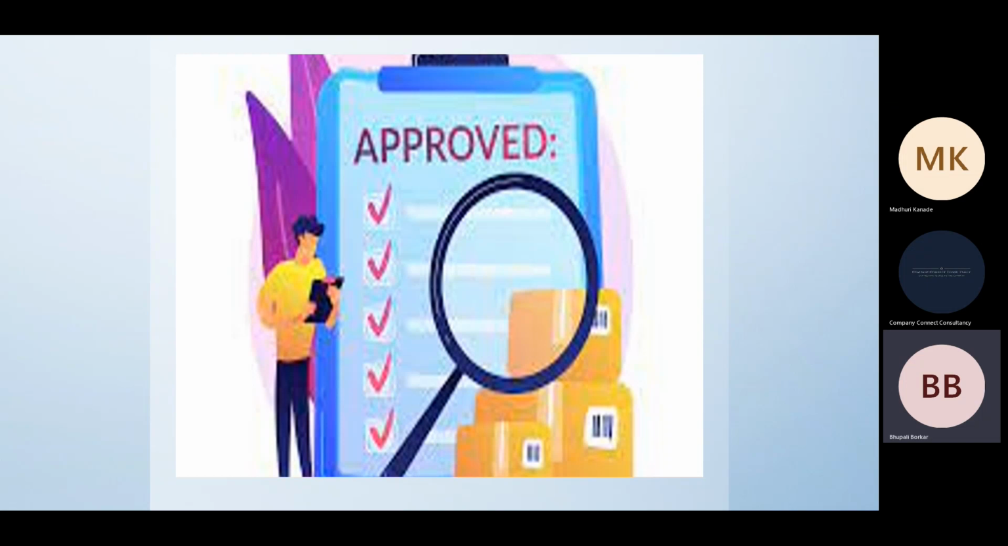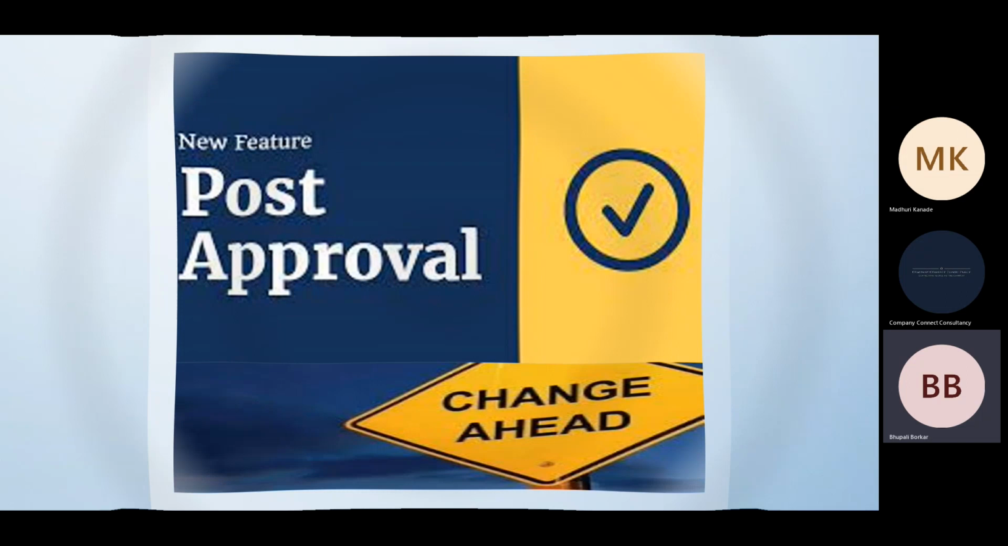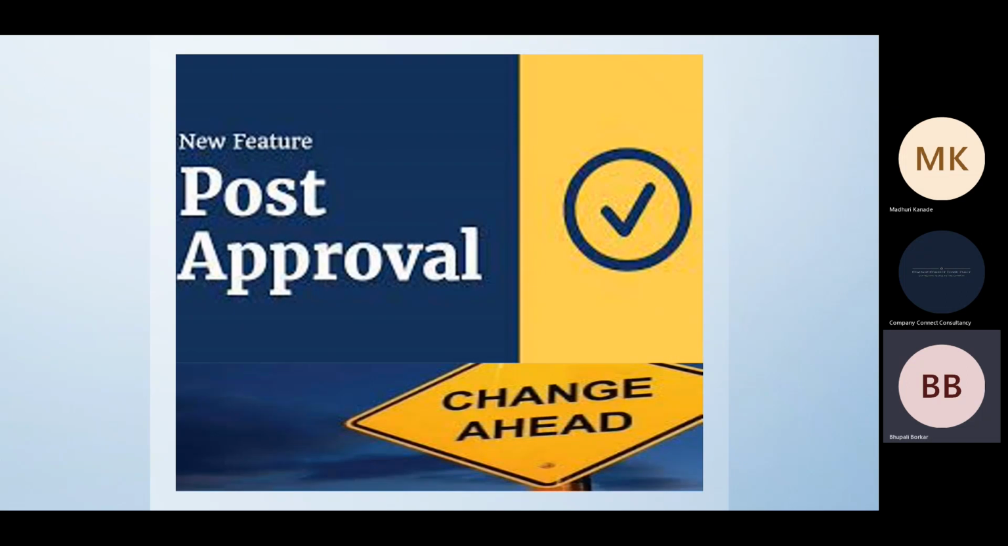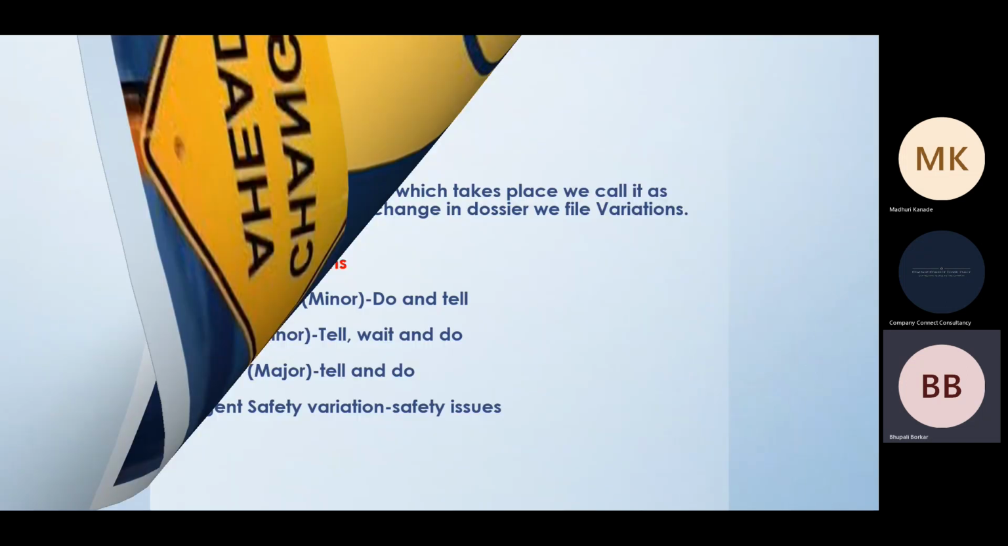But the work of RA doesn't stop here. Now the actual work starts. Once you get an approval, we have something called post-approval activities. After the approval, whatever changes are going to take place, we are the ones who have to keep the dossier updated as per the regulatory requirement. So what do we actually do in post-approval?